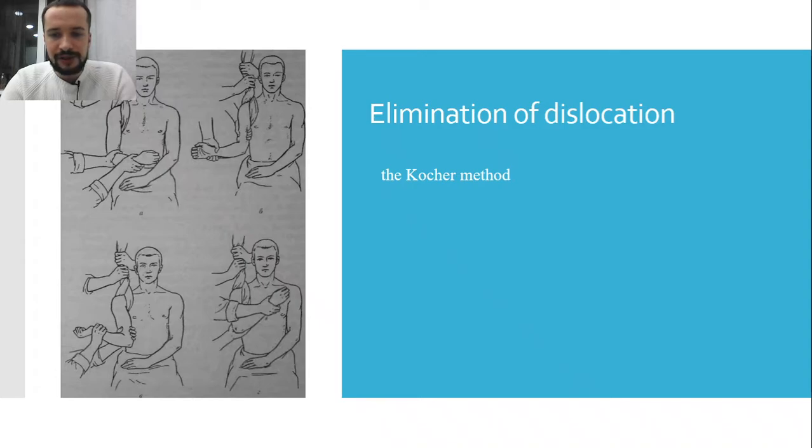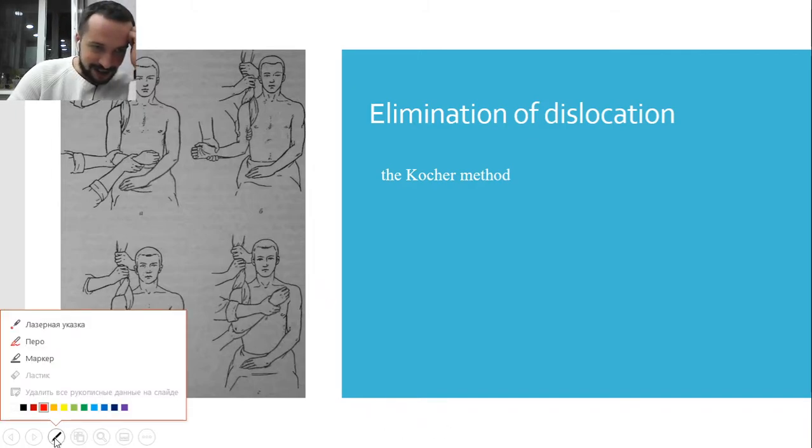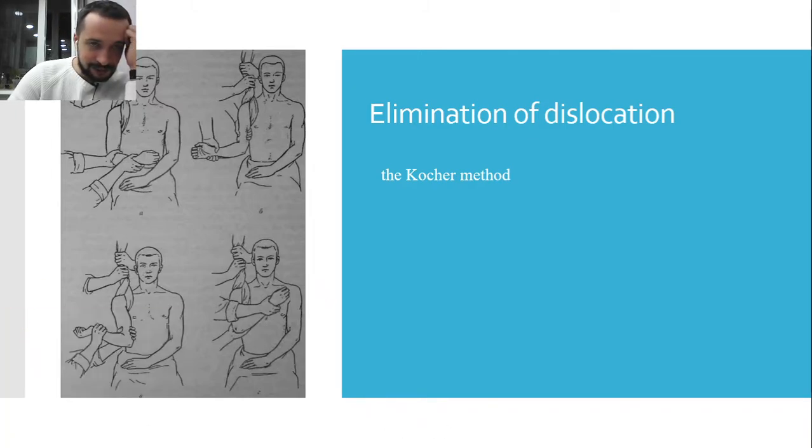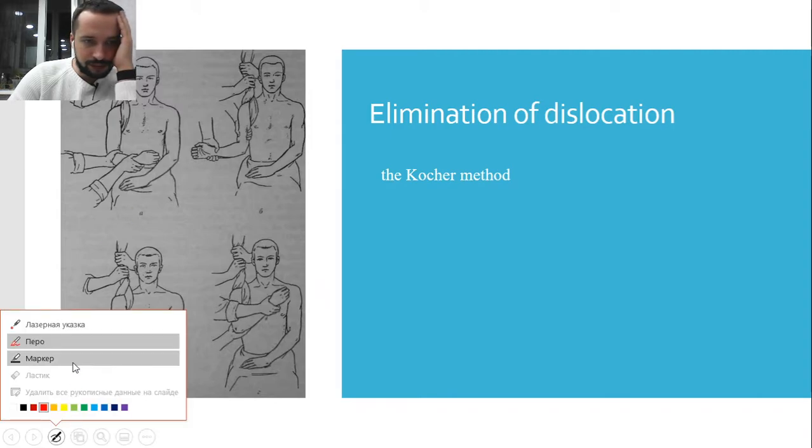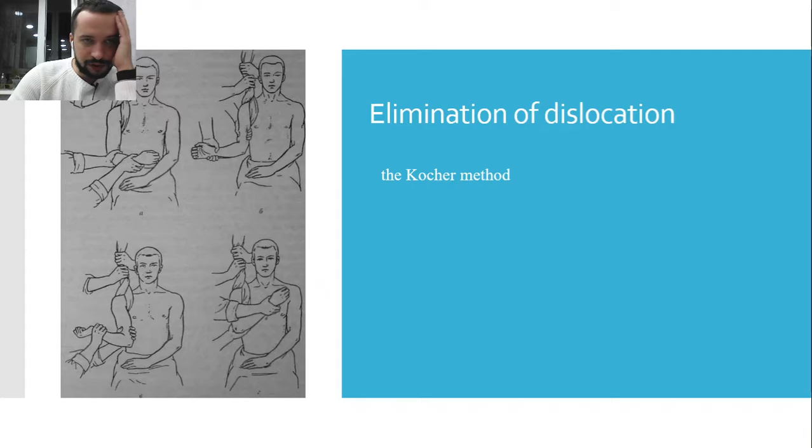The patient is sitting on a chair. A towel in the form of an H-shaped loop covers the damaged shoulder. You see it in the picture. Yeah, this one. This one.